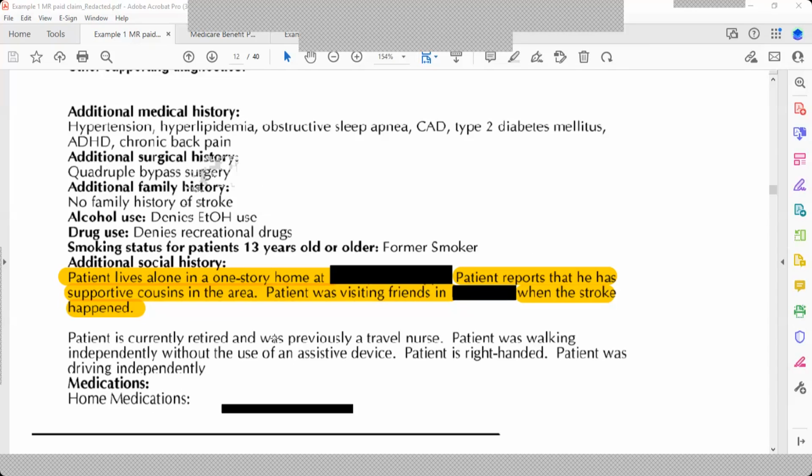It is important to remember that inconsistencies within the documentation could lead to denial of services. Even though this did not affect the outcome of this claim, if there are major differences, it could affect how the claim decision is determined.